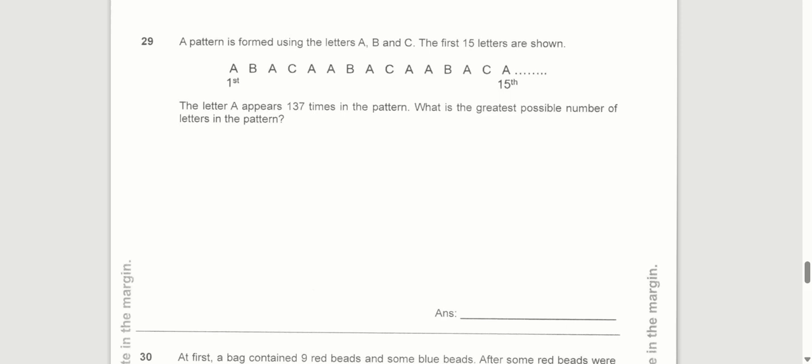Okay, question 29, year 2022 PSLE paper. This is paper 1, booklet B, question 29, pattern question. Actually, a whole number question because we are looking at 15 letters here in the pattern A, B, A, C, A, B, A, C, A, B, A, C, A, and so on and so forth. And the question says here, the letter A appears 137 times in the pattern. So what's the greatest possible number of letters in the pattern?